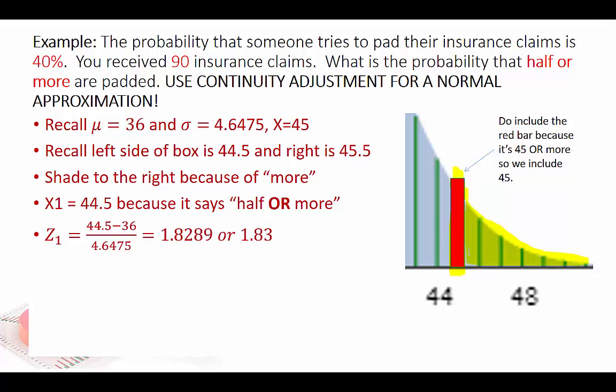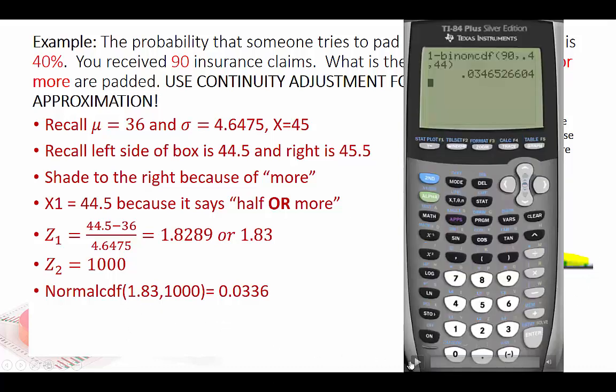Now I'm going to calculate the z-score using 44.5 and I get 1.83. Z2 is going to be 1,000 because I'm going all the way to the right. So I'm just going to do normal CDF of 1.83 and 1,000. We find normal CDF by hitting second distribution, and it's the second option, 1.83 and 1,000. And I got the number that I show here on the screen.